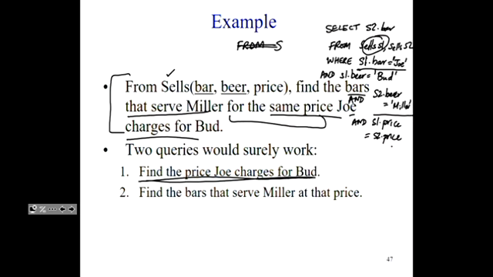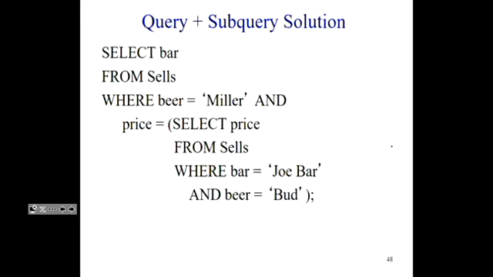Okay, so as we saw here, we had to do these somewhat elaborate theatrics to get this to work. There are lots of these AND clauses. So how do we make it simpler with subqueries? This gives you a nice motivation for why subqueries actually help. The subquery is actually very intuitive. The subquery basically says, select bar from cells where the beer is Miller and the price equals the price that Joe charges for Bud. So this corresponds to our S2 relation in the previous example. This corresponds to our S1 relation in the previous example.